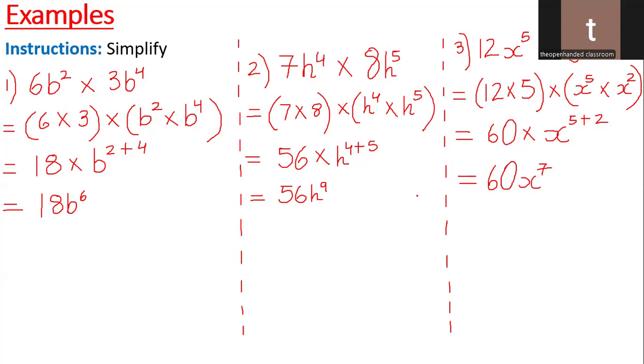Good. Ricardo, explain how we got 60x to the power of 7. We group the base, and then we group the variables, and then we times 5 by 12, we get 60, and then we do this. Then we add the powers, and then we get 60x to the power 7.